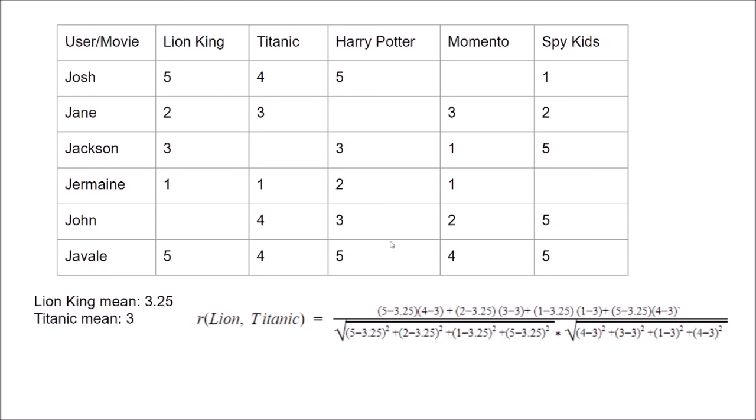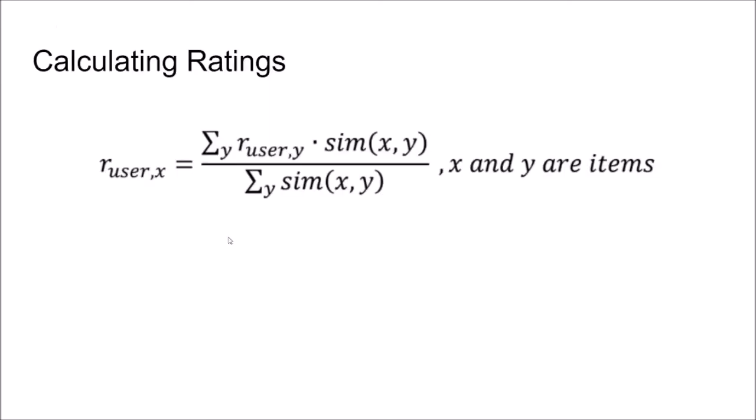Once we have the sum of everyone's ratings, we divide by the square root of the summation of the ratings minus the mean, squared, for the Lion King, and multiply that by the square root of the summation of the ratings minus the mean, squared, for the Titanic. In the end, we get a similarity of 0.91659, meaning if you like The Lion King, it's likely you will like the Titanic. To calculate ratings for item-based filtering, it's basically the same idea as what we did with the users, but instead we use similarity between items.